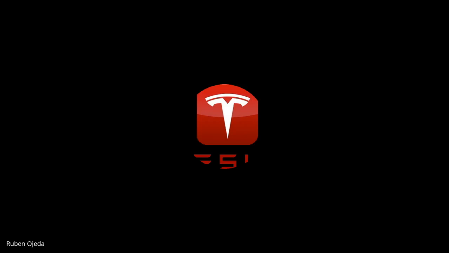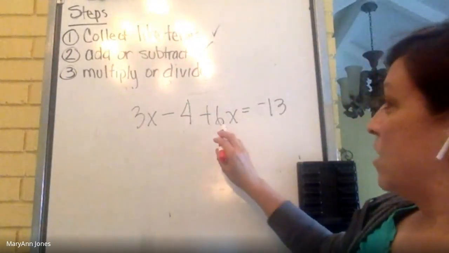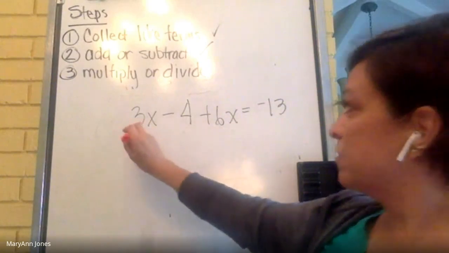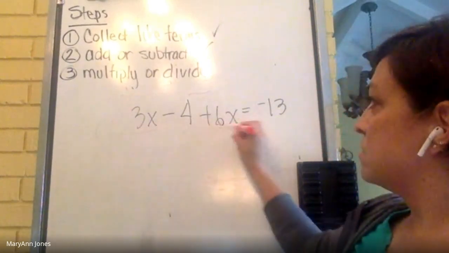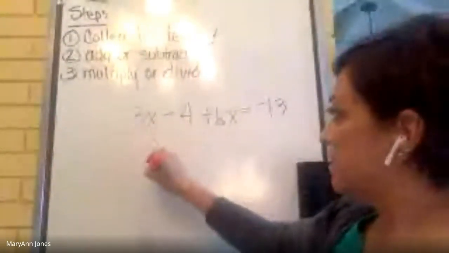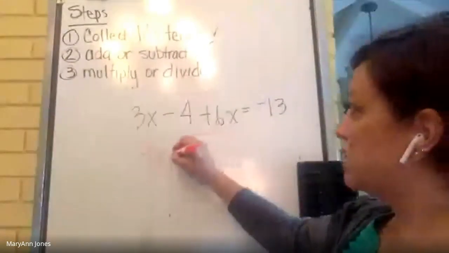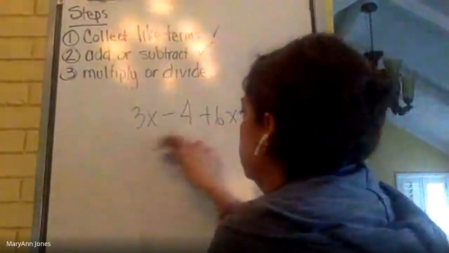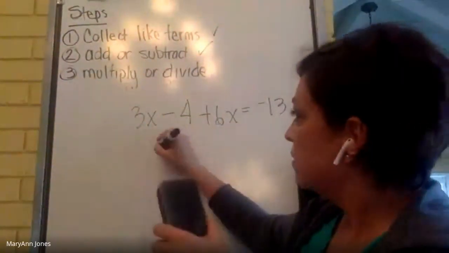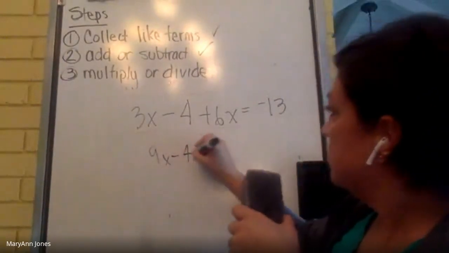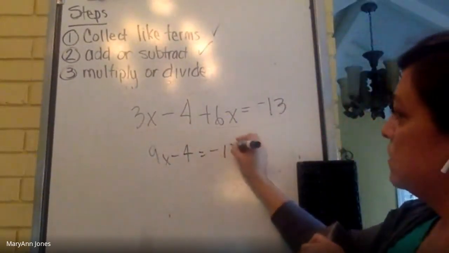I was close. Yes, very close. All right, so I'm going to combine these two because they're alike, right? They both have the x's. So 3 and 6 is 9. 9x. And then we didn't do anything with the second term, so I'm just going to bring it down. And then I'm going to bring down this negative 13.